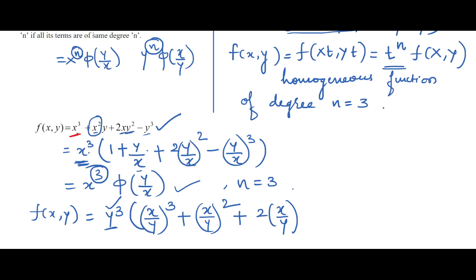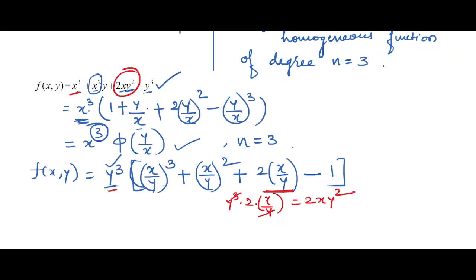When I multiply this y cube inside, y cube into 2 times x by y, y gets cancelled, it becomes 2xy square. So we are getting the same term again. Minus, here y cube is there and we are taking that as a common term, so this entire term is again a function of x by y.